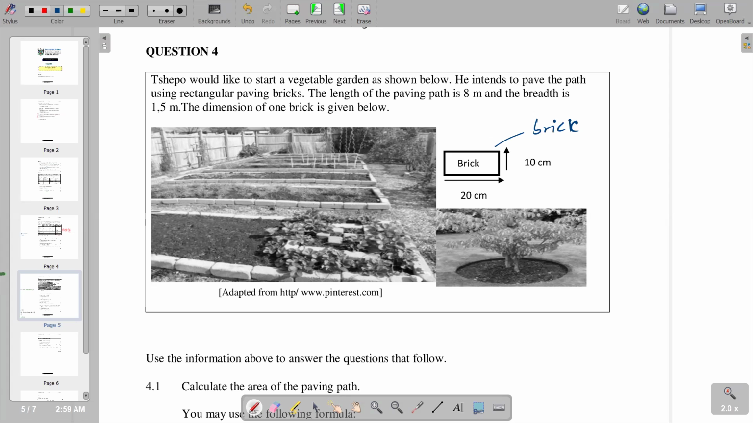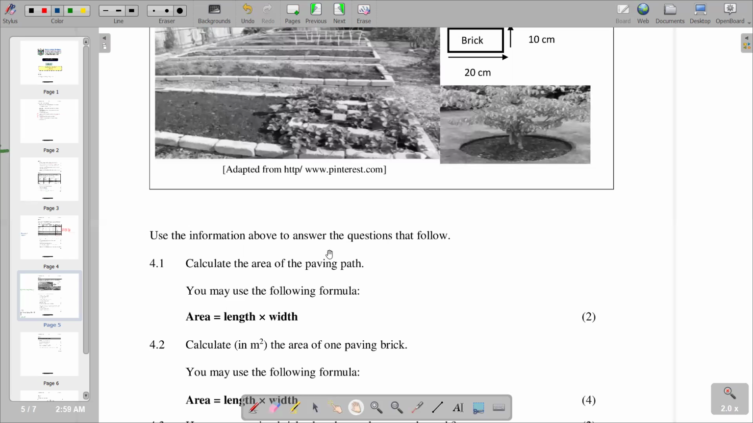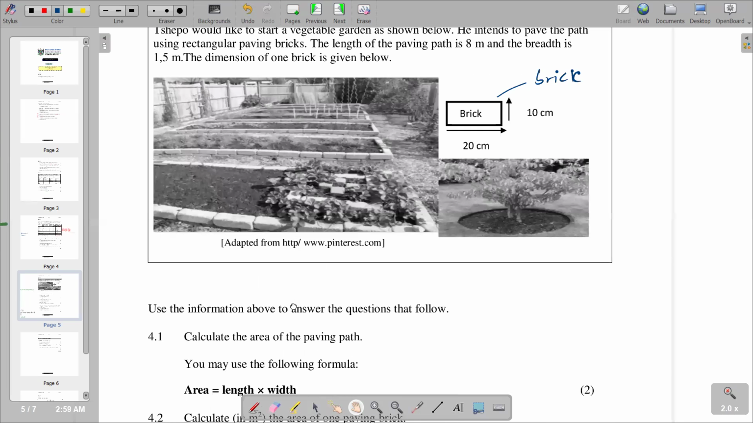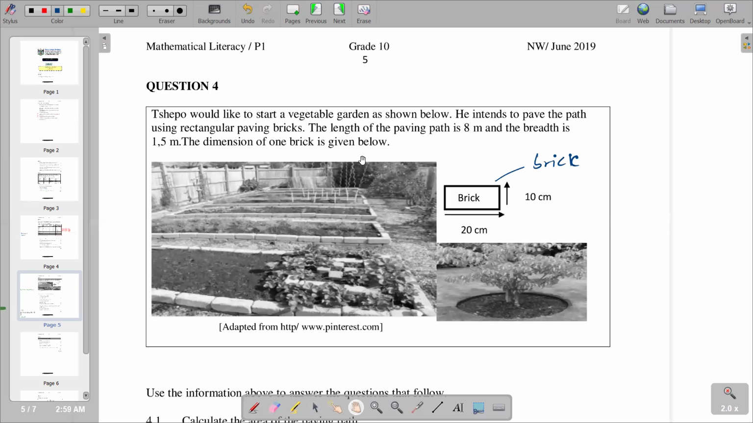And then I believe that we're given the question part whereby it reads, use the information above to answer the questions that follow. 4.1, calculate the area of the paving path. You may use the following formula: area is equal to length times width. And of course, the length of the paving path is 8 meters and the breadth is 1.5 meters.